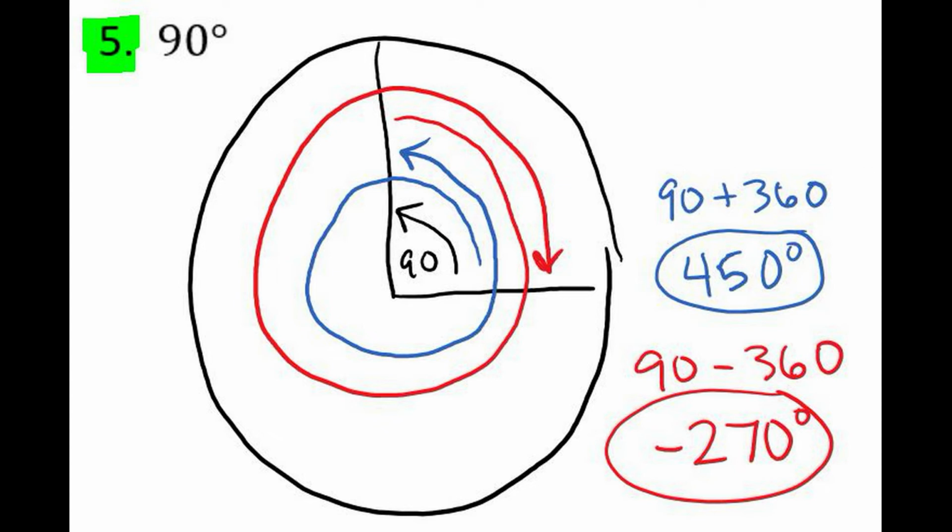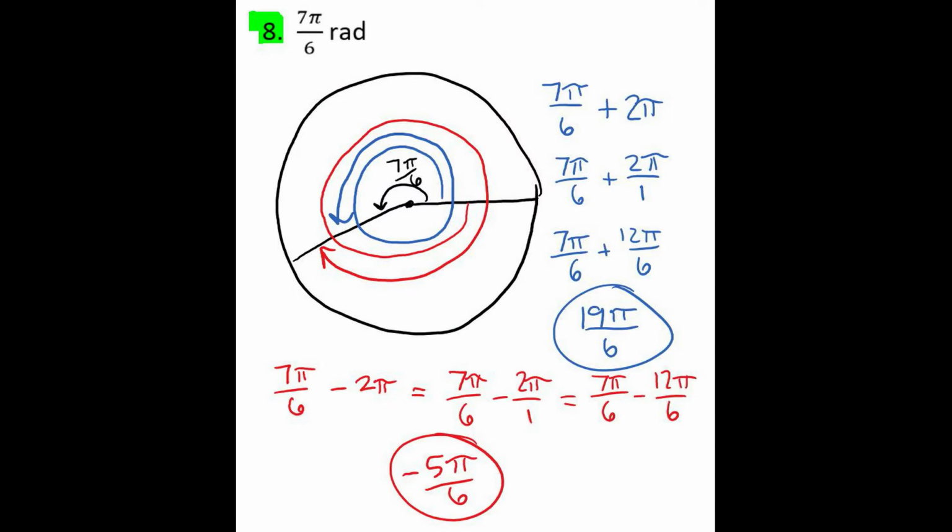Okay, now 5 through 7 are all in degrees, so they're pretty straightforward. The radians get a little trickier because you have to do some fraction work. So for number 8, we have 7 pi over 6. If we just swing that normal, it's going to go a little bit past the pi mark, 1/6 past that. So in black, I have what it looks like.